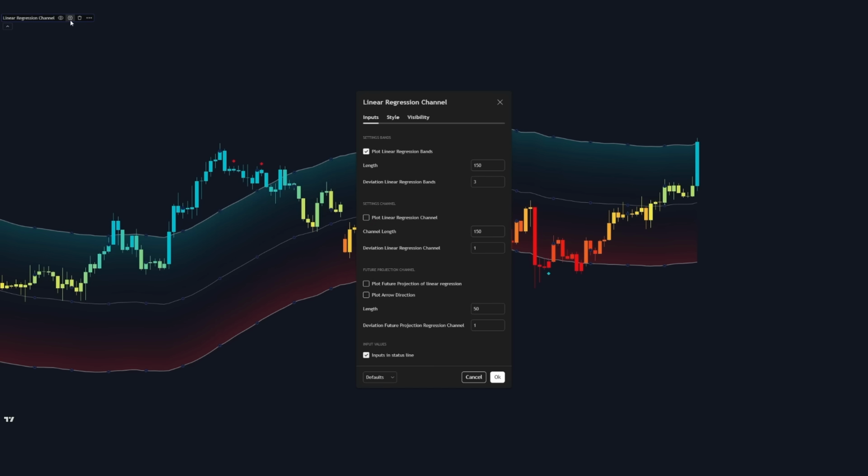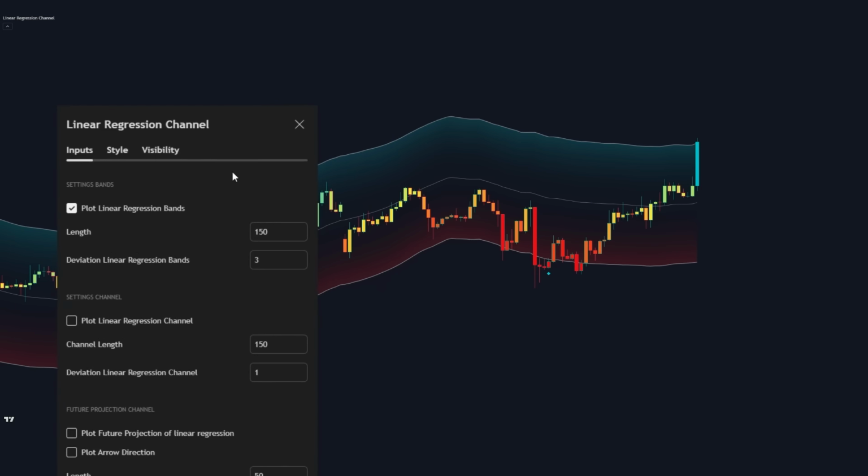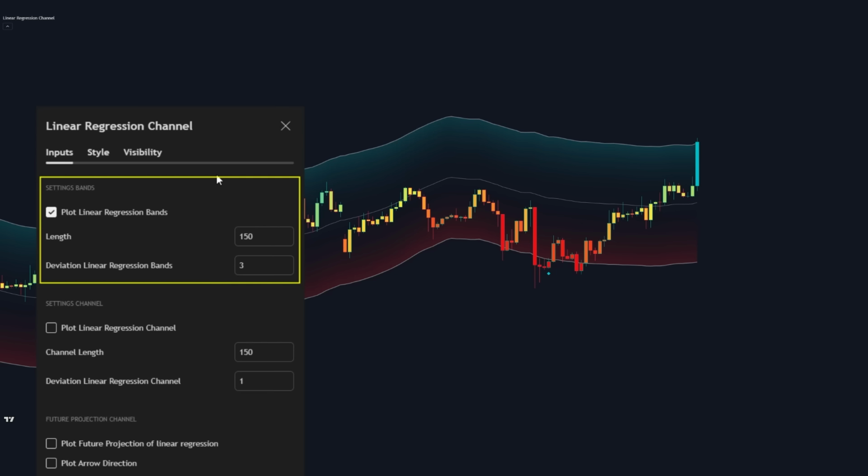Click the gear icon to open the settings panel. In the Inputs tab, look at the Settings Band section first. There's a checkbox labeled Plot Linear Regression Bands, enabled by default, which creates those outer boundary bands. Just beneath that sits the length parameter at 150. This determines how many historical bars the indicator analyzes when building the bands.